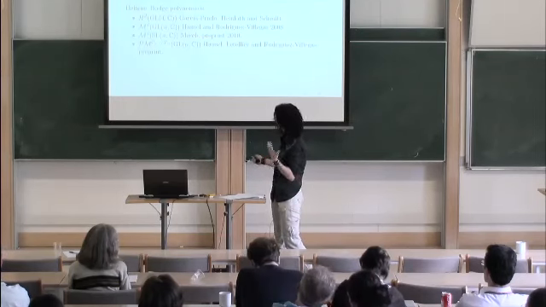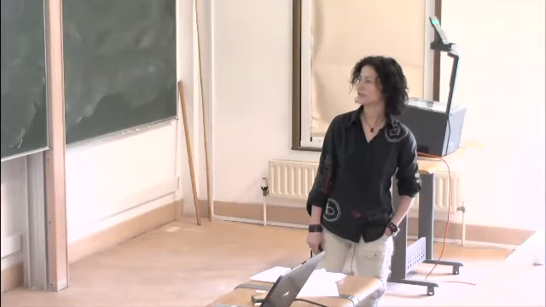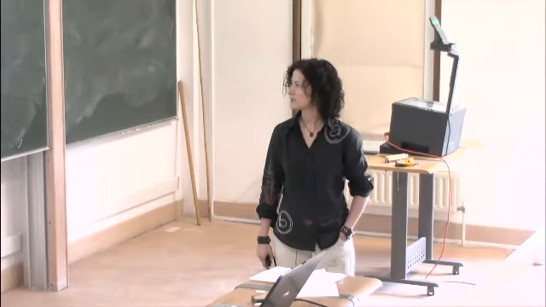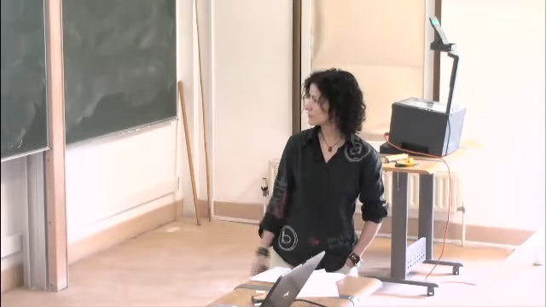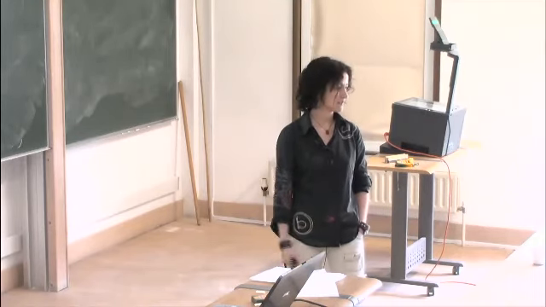Coming back to the first motivation, Hausel and Thaddeus in 2003 showed that the Strominger, Yau, and Zaslow mirror symmetry holds for the moduli space of Higgs bundles in the SL2C and SL3C cases, and then conjectured that the same mirror symmetry stands for any G and G Langlands dual for G complex. So the question, another conjecture, is what happens with the character variety side.